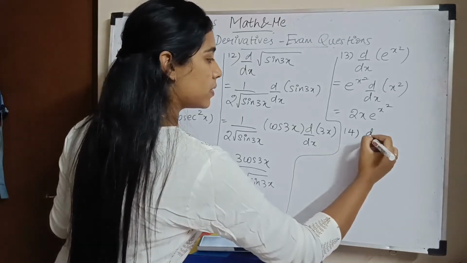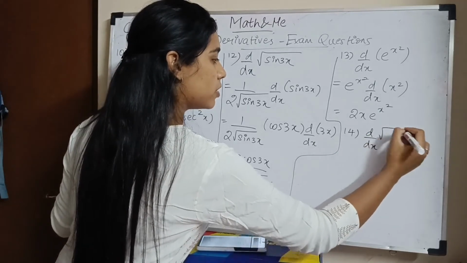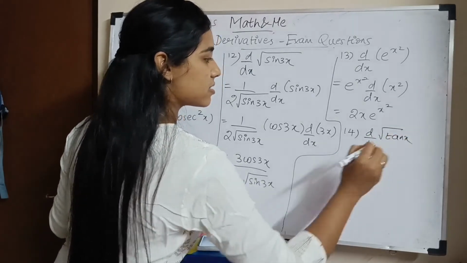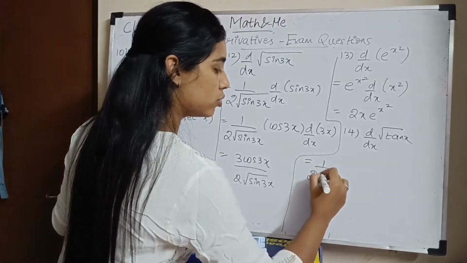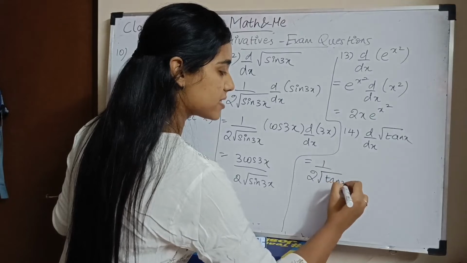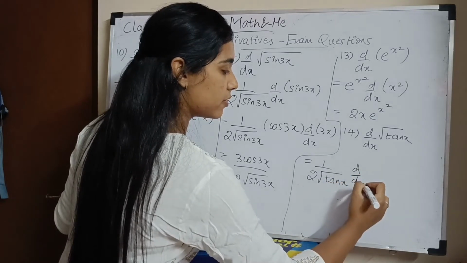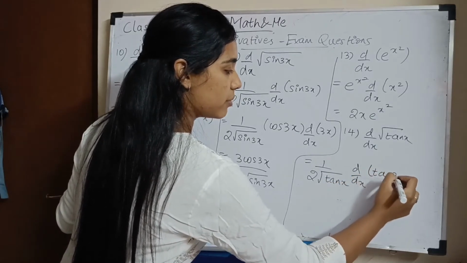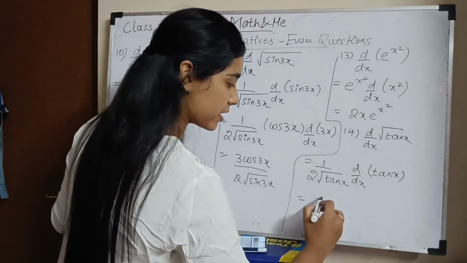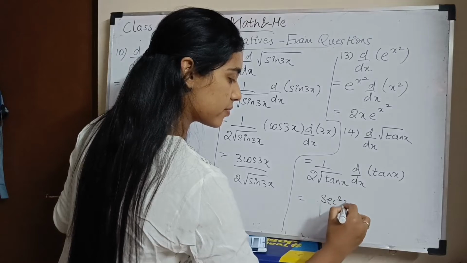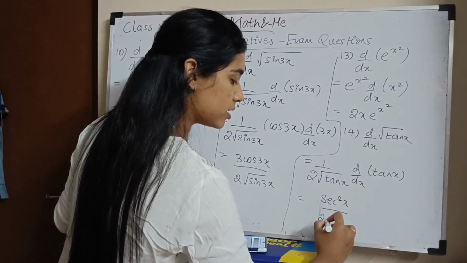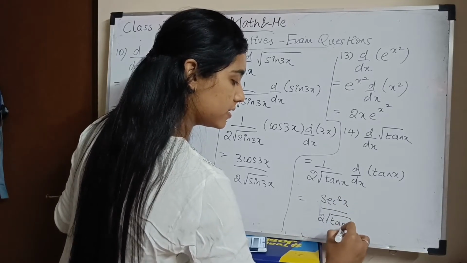Next question. d by dx of root tan x. Root x, the derivative is 1 by 2 root x, where x is tan x. d by dx of tan x. What is your d by dx of tan x? Secant square x. So you have secant square x divided by 2 root tan x. Clear?